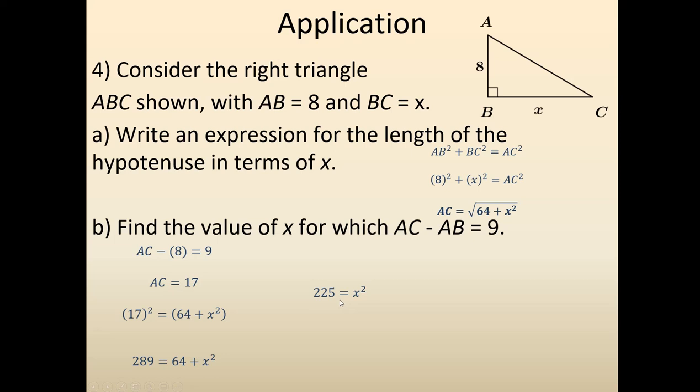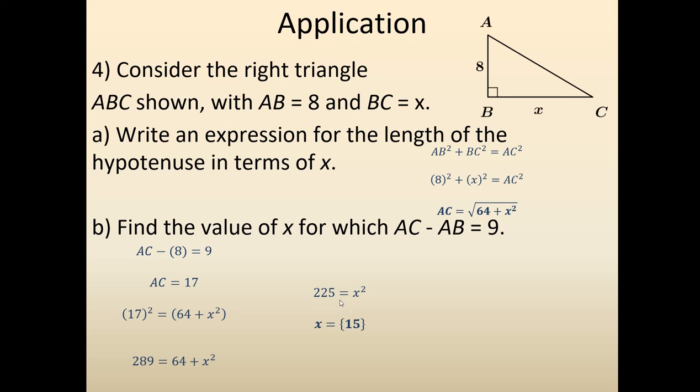Now, because these are supposed to represent lengths, I can only take the positive number. So remember, when we take the square root, for at least getting values like this, technically we get a negative number and a positive number. So I'm dropping the negative because the length can't be negative. It has to be positive. So I know x equals 15.